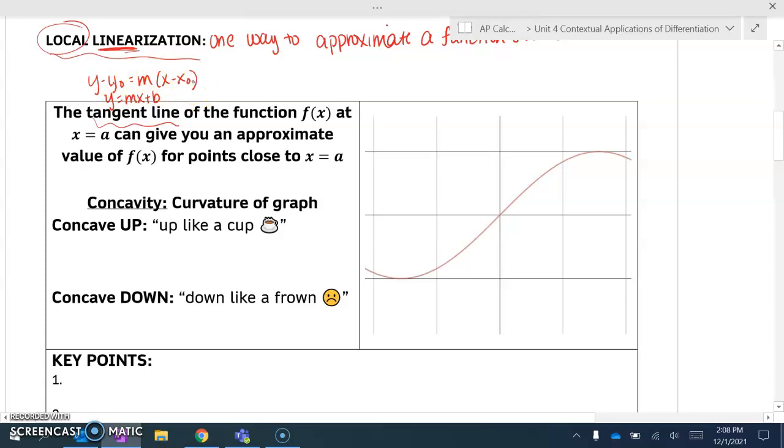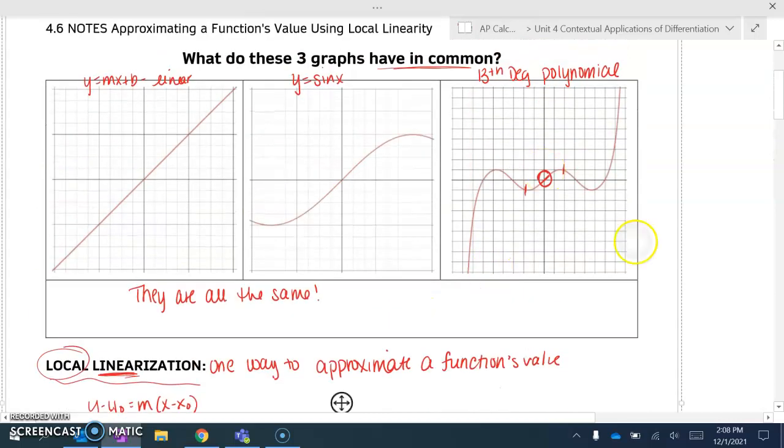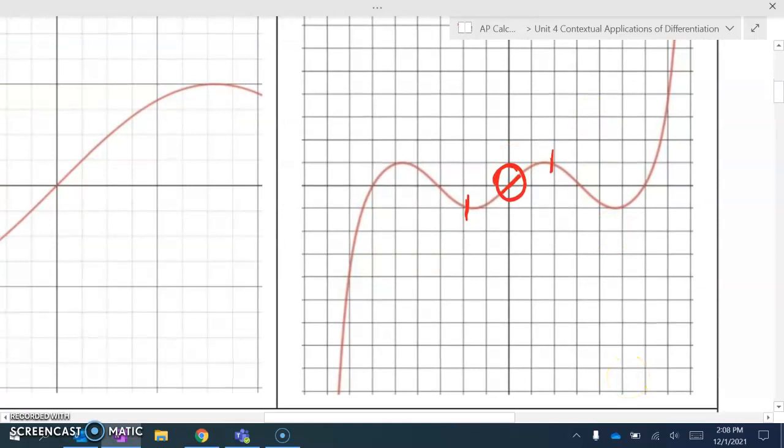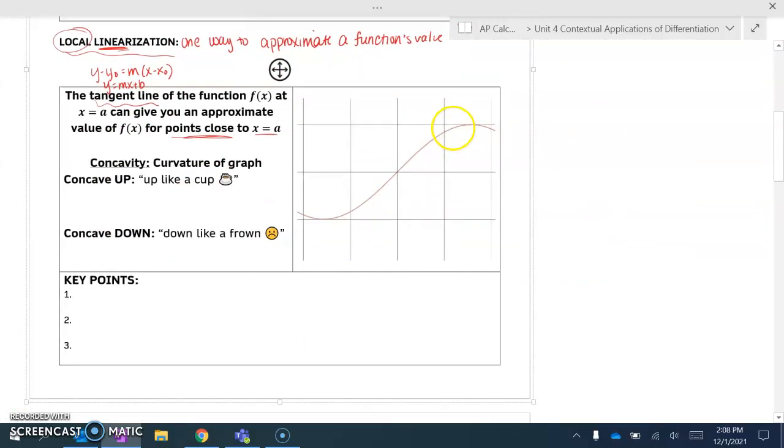So the tangent line of a function f of x at x equals a can give you an approximate value of f of x for points close to a. We don't want to go far away from a. So that's the whole local idea. For example, if I want to do an approximation on this graph near 0, I don't want to come over here towards 1 or 2 and go too far away from that point. And I'll show more of that here in a minute.